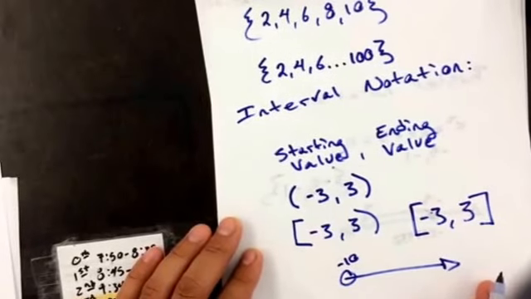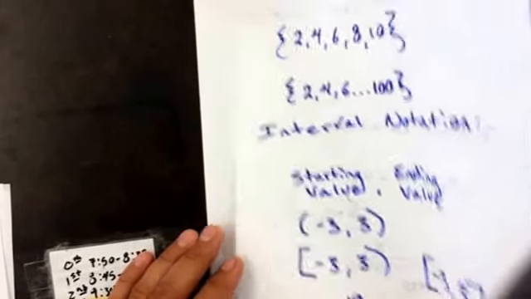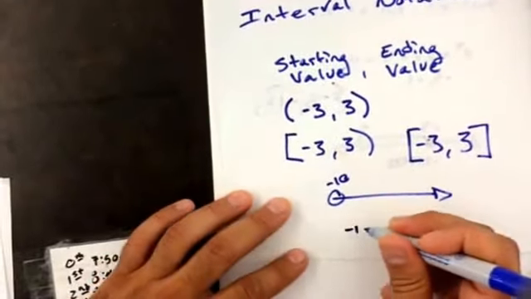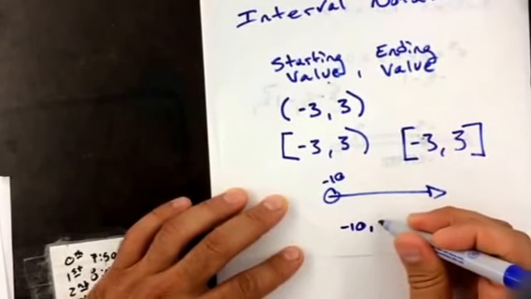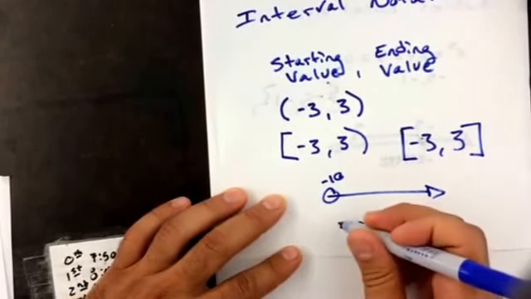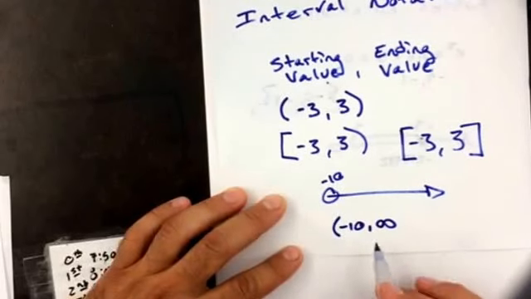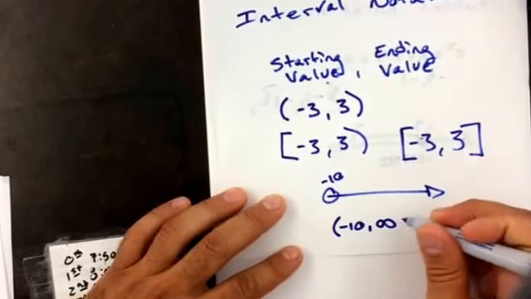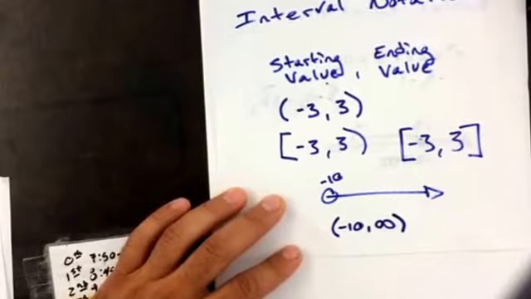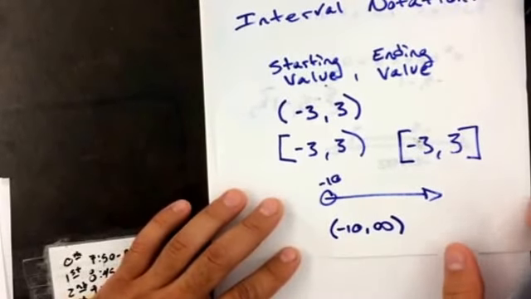So this is -10 and everything above it. -10 is the starting value, the ending value is infinity. Negative 10 is not included. Infinity is a concept and not a number, and concepts can never be included. Infinity can never be included.